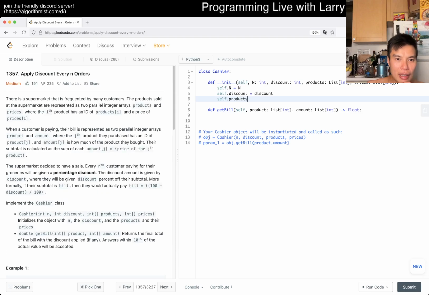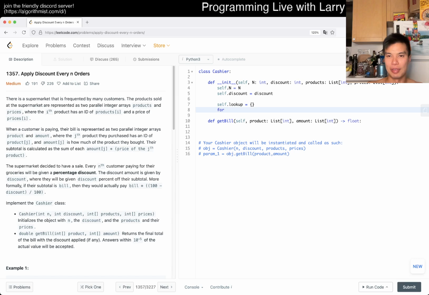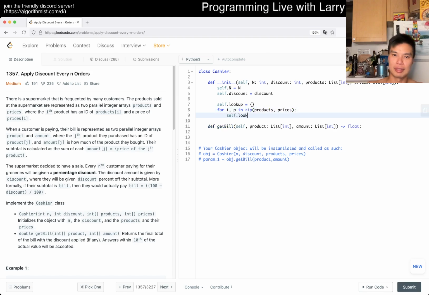Wait, yeah, okay, so we just want a lookup table, right? So maybe it's, yeah, I'll just go lookup because I'm lazy. For P in zip of products, prices, self.lookup of I is equal to P, right?